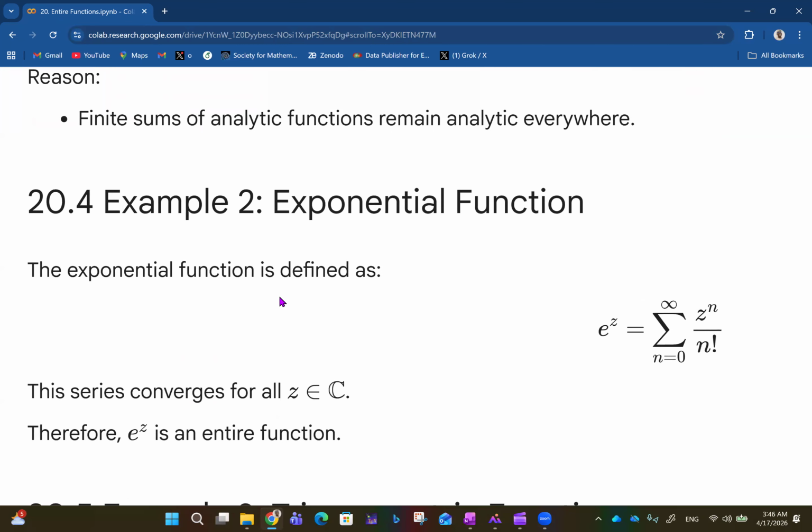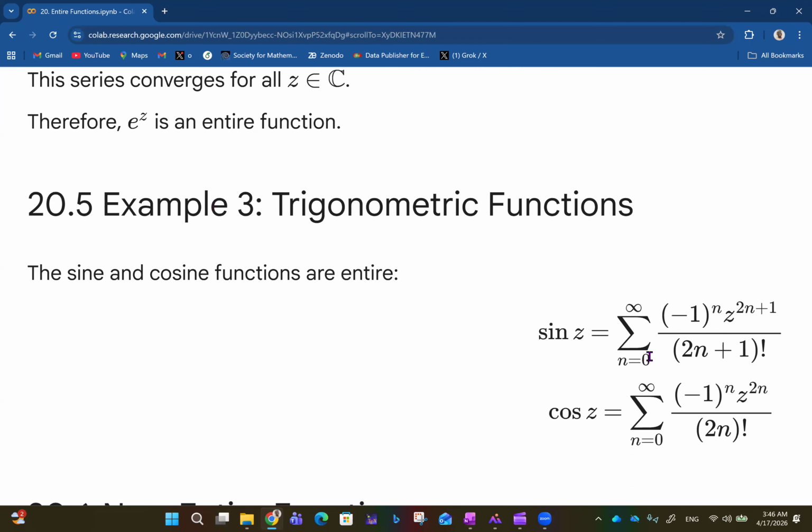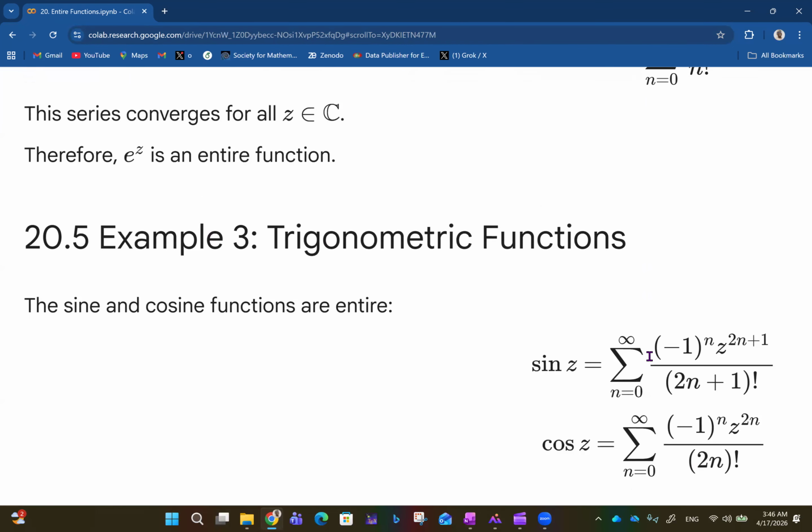So we have another example talking about the exponential function. The exponential function is defined as e^z equals the summation from n equals 0 to infinity of z^n over n factorial. So this series converges for all z in the complex plane. Therefore, e^z is said to be an entire function. That's another example.